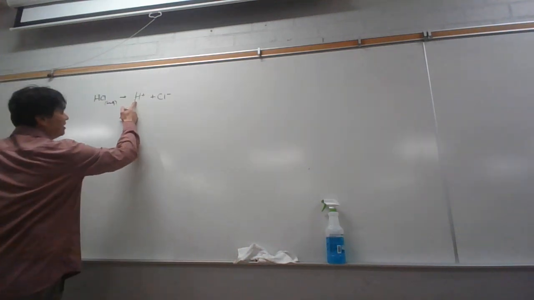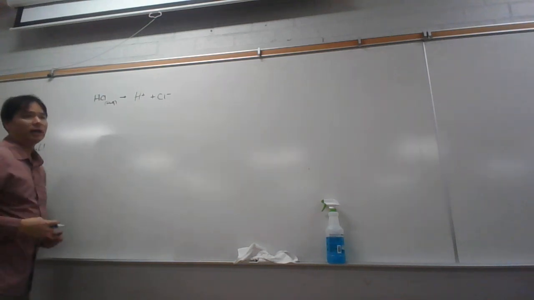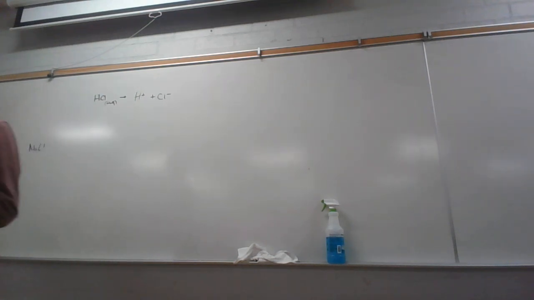H plus is very unstable. H plus is the smallest of the group 1 cations. The next biggest would be lithium. Lithium ion Li plus is huge compared to H plus. Why?